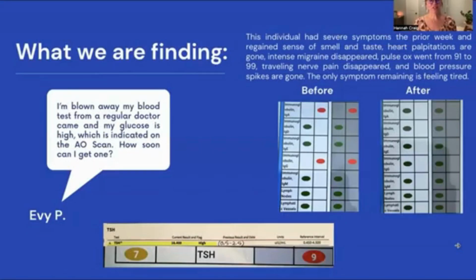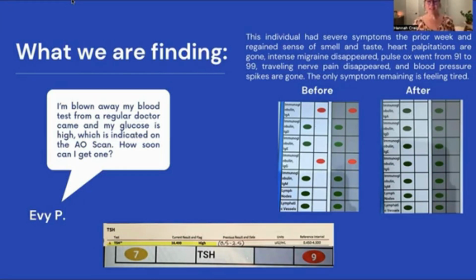I thought I would share just a few testimonies of how this program has helped other people. So Evie says that she's blown away. She had blood tests done at her regular practitioner, PCP, and it identified that her glucose levels were high. And when we did the AO scan on her, it also showed the same. It flagged that her glucose levels, her insulin and other markers were out of range. She couldn't believe how accurate it was, and she wanted to get access to the AO scan right away.